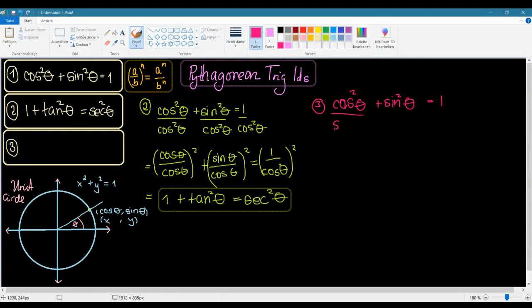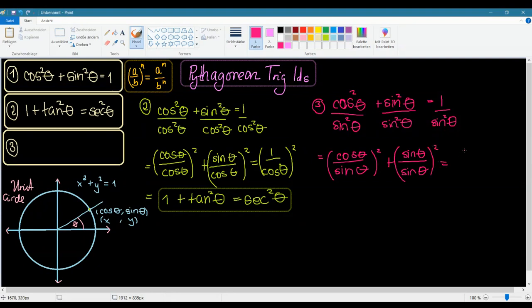So we divide everything by sine theta squared. Now we're going to end up with cosine theta over sine theta, which is going to be cotangent theta, just forewarning you, squared, plus sine theta over sine theta, which is going to be 1, squared, which is still going to be 1, equals 1 over sine theta squared, which is going to be cosecant squared, because sine and cosecant are reciprocals of each other. So in the end, we're going to come up with cotangent theta squared plus 1 equals cosecant theta squared.